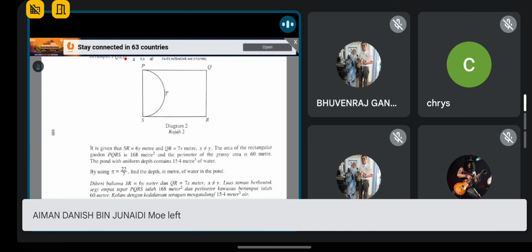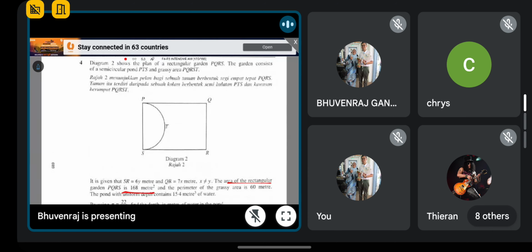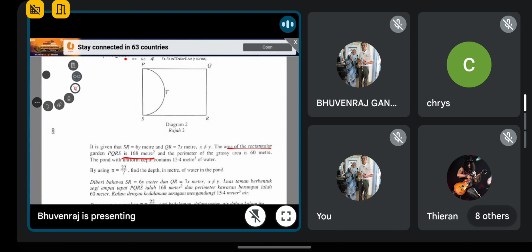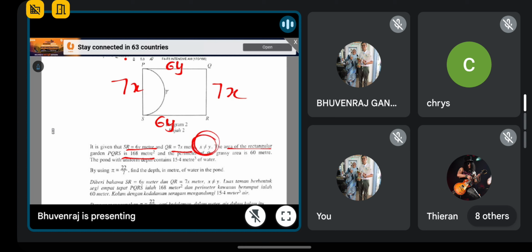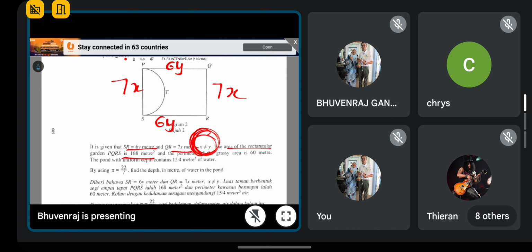Bentukkan persamaan dulu. So they say area of rectangular garden PQRS is 168 meter square. Okay, I rasa yang ni tak susah untuk bentuk. So again, fill in with the information you have. SR is 6y, QR 7x. Yang tu saja kita ada. Maksudnya yang ni pun 6y, 7x, sebab yang ni adalah segi empat tepat. A rectangular pond. And also take note guys, this is a very important condition. Why you think this is an important condition, guys? Mengapa soalan bagi tahu yang ni? Can anyone tell me why? Cuba fikir.